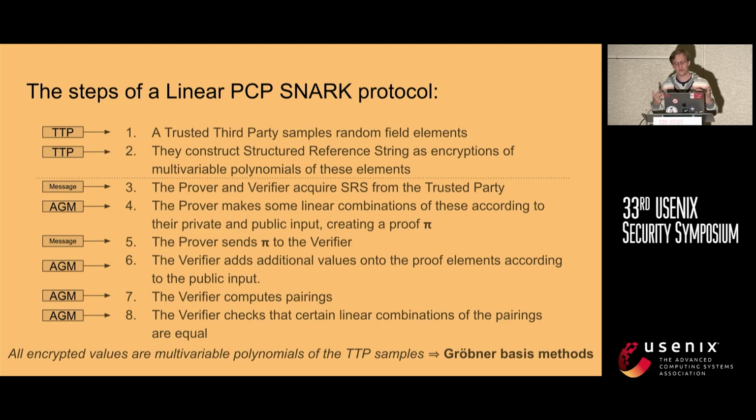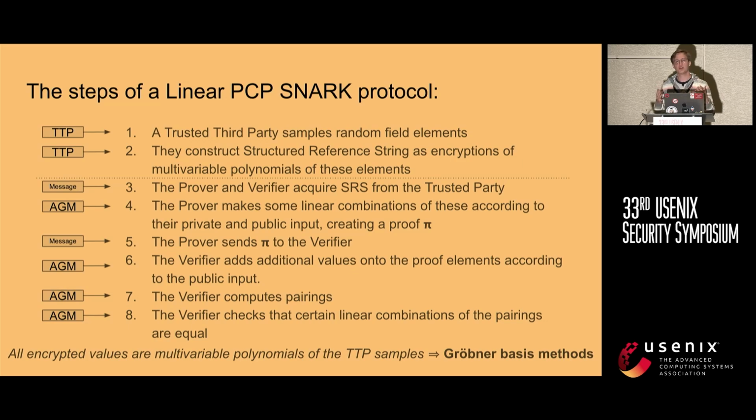And so an important thing to notice about all of the steps of this protocol is that at all times, the encrypted values that the prover and the verifier pass around always take the form of multivariable polynomials of the initial trusted third-party samples that were sampled in the very first step of the protocol. So basically, everything that is going to be computed on or moved between parties for the rest of the protocol from that point can be, in some sense, represented in terms of these multivariable polynomials.